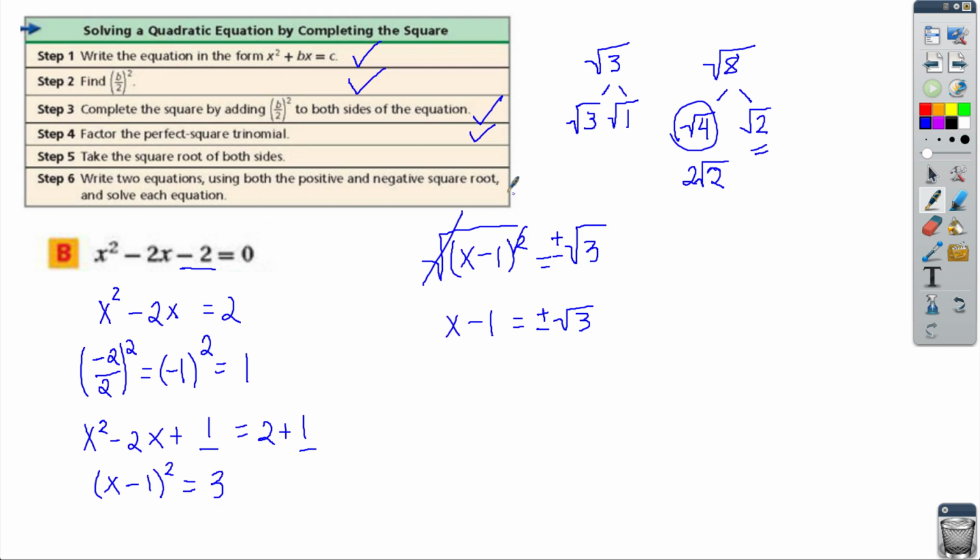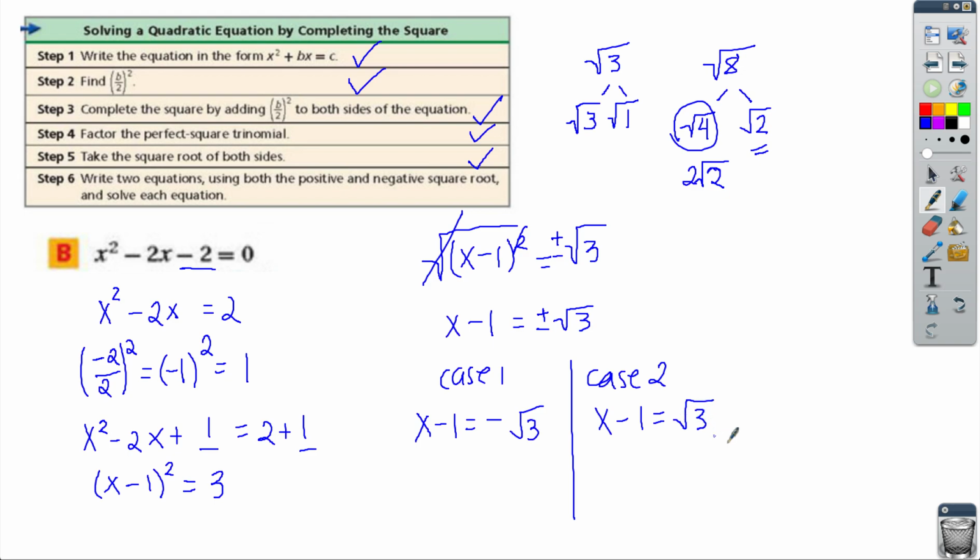We are now done with step 5. In step 6, we can create the two cases, or the two possible answers. Case 1 and case 2. Now, remember, these are just labels I'm putting so that we can distinguish the two possible answers. Okay? Alright, so x minus 1 equal to negative root 3, and then x minus 1 equal to positive root 3, like so. And because it's a square root of 3, we are not able to combine it with 1. So we'll just copy positive 1 since we're moving it over, right?